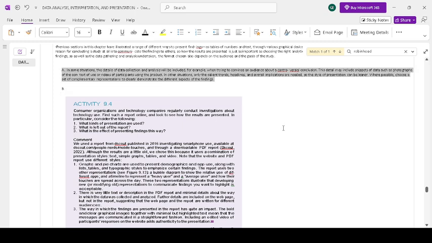In some situations, the details of data collection and analysis will be included. For example, when trying to convince an audience about a controversial conclusion, this detail may include snippets of data such as photographs of the context of use or videos of participants using the product. In other situations, only the salient trends, headlines, and overall implications are needed. So the style of presentation can be linear. Where possible, choose a set of complementary representations to clearly demonstrate the different aspects of the findings.